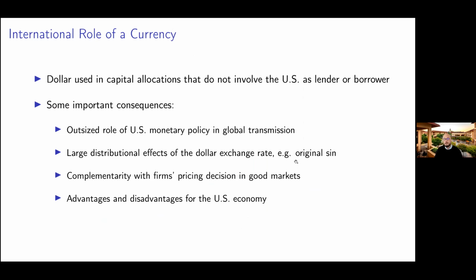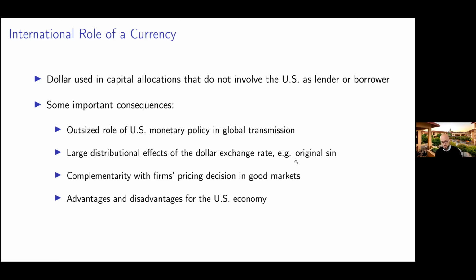Now, why do we care about the role of the dollar? Well, we care because the dollar is used to allocate capital between lenders and borrowers that might never involve the US. That's the international role of the currency. What does that really mean? Why do we care? Well, one is it might give an outsized role to US monetary policy. The US changes rates, and all of a sudden, the lending rate between Europe and Brazil is changing as a response, because it's dollar denominated. It might have very large distributional effects. Think of an emerging market firm that has borrowed in dollars.